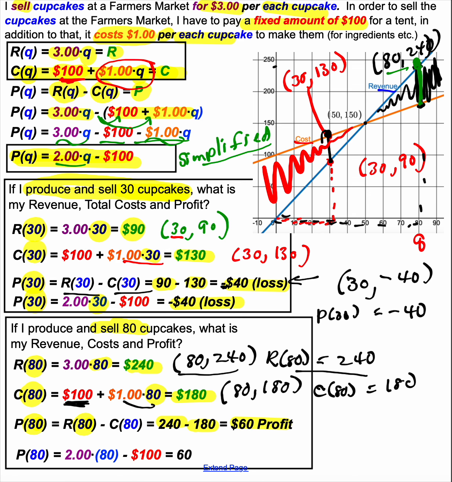Now, the other thing I could do is I could directly put Q into my profit function. I can write profit as 2 times Q minus 100. I put in 80 for Q, and I get the same answer. So I have here, when I produce and sell 80 cupcakes, I have a profit of $60. Okay, so that's P of 80 is equal to 60, and you can translate that into words as well.